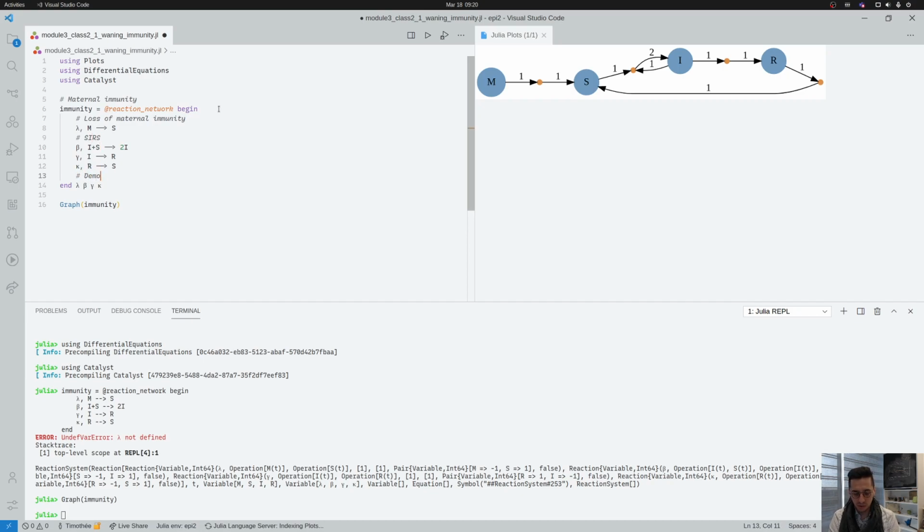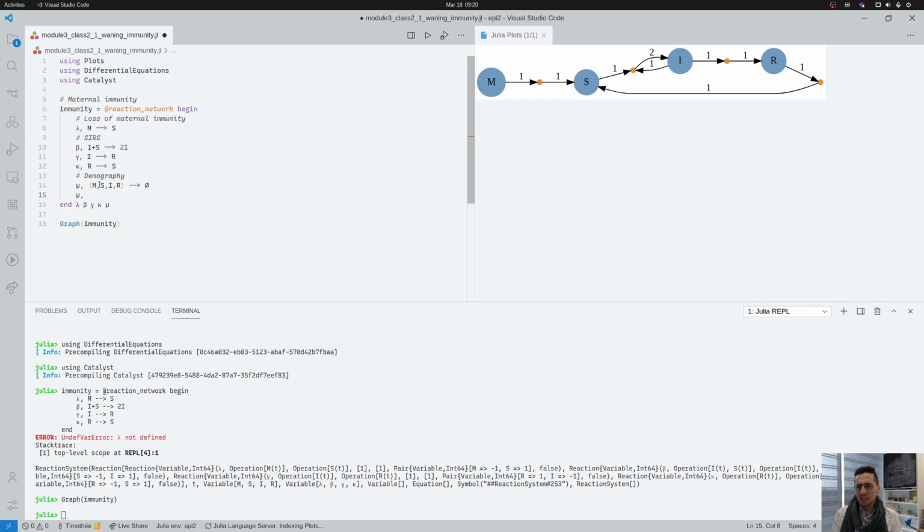And the next thing we want to do is demography. So demography is going to be at the rate mu, where mu is the demographic rate. We are going to see individuals from M, S, I, and R go into something called the empty set. And then at a rate mu as well, we're going to see individuals born.